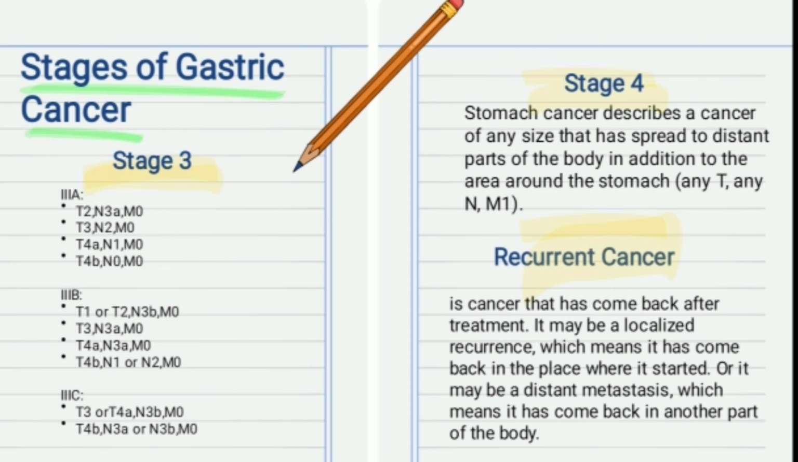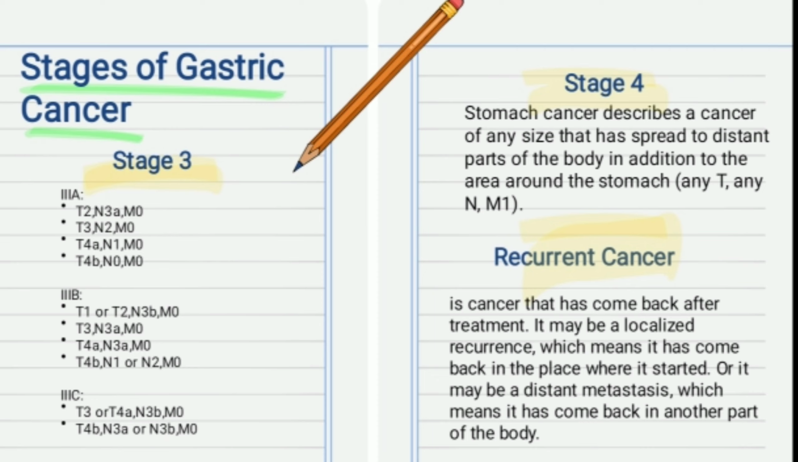Next is the T4B N3A or N3B M0, meaning the cancer has grown through all of the layers of the muscle into the connective tissue outside the stomach and has grown into nearby organs or structures, and it has spread to 7 or more lymph nodes but not to other parts of the body.